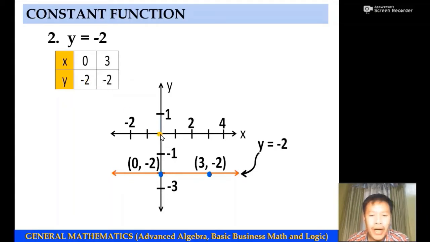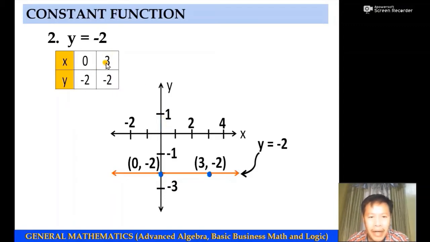Since the value of y is negative, move downward 1, 2. Therefore, the coordinates of this point is 0 and negative 2. And this is our y-intercept. Y-intercept is an ordinate of the point along the y-axis. Now, how are you going to sketch this point on the Cartesian plane?